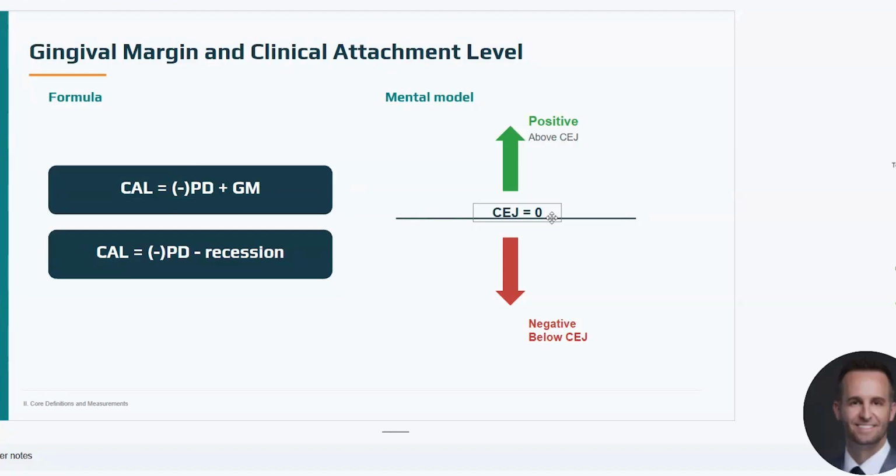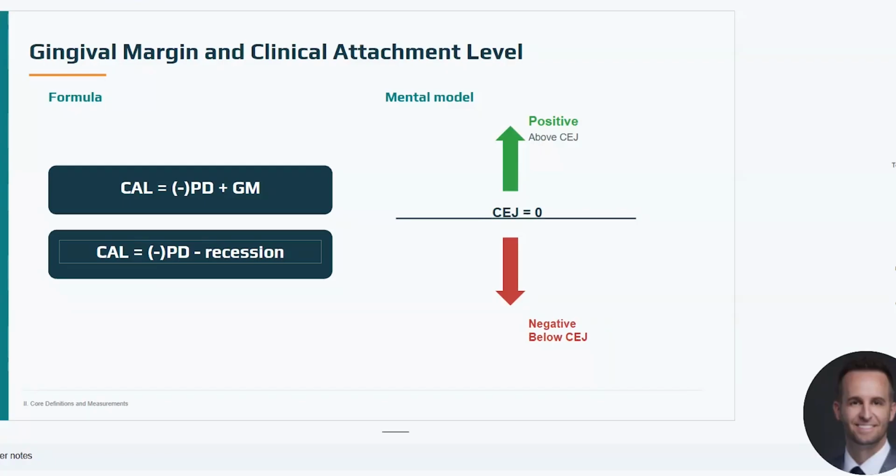And if we remember, CEJ is equal to 0. That is the middle of our axis. And that's what we want. In an ideal healthy scenario, we want a probing depth of a 2 or a 3, which we can conceptualize as a -2 or a -3. And then we add in the gingival margin, which should be a +2 or a +3. And so they cancel each other out to make it 0.